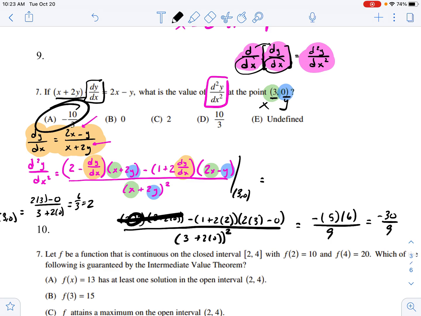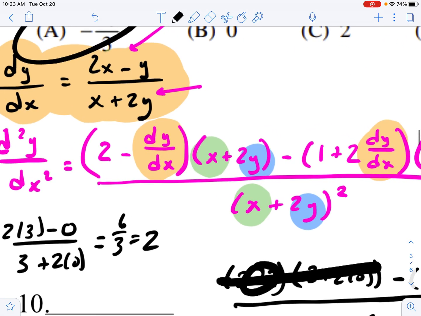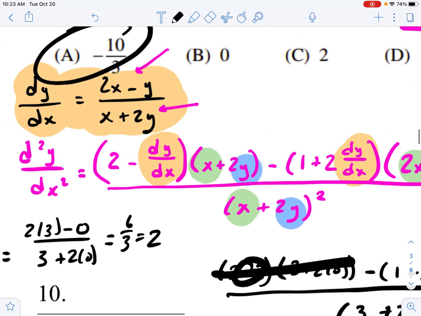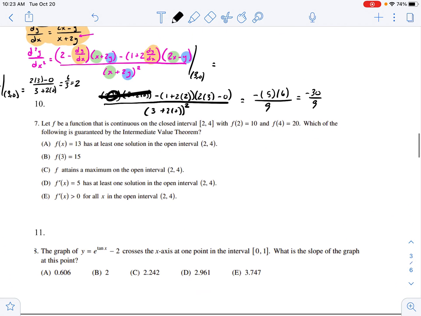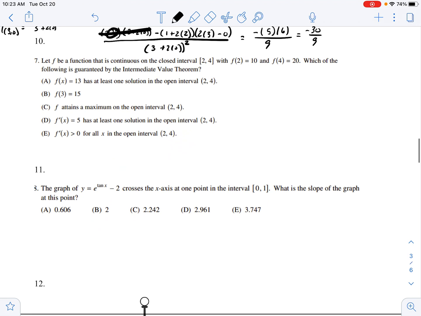All right, so again, watch those. It's not uncommon with implicit differentiation to see dy dx show up in the second derivative. And that's exactly what happened here. Okay, number 10, let f be a function that is continuous on the closed interval 2, 4, such that f of 2 is 10 and f of 4 is 20. Which of the following is guaranteed by the intermediate value theorem? So again, this was part of the continuity stuff.